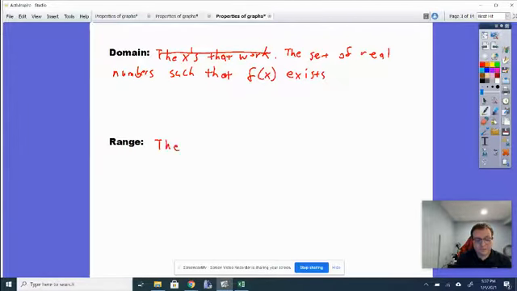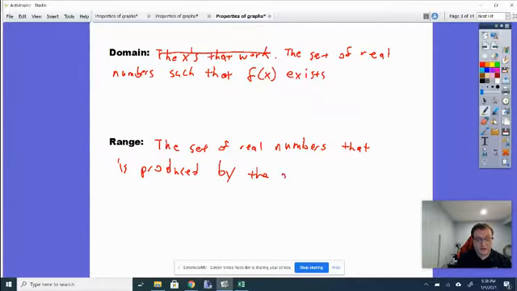So range is the set of real numbers that is produced by the domain. Okay, and again, we want to only look at the reals here. Okay, we're not going into complex right now. We're not dealing with any of that. We're not dividing by 0. We're just looking at the real numbers. So it's a set of real numbers that are produced by the domains.